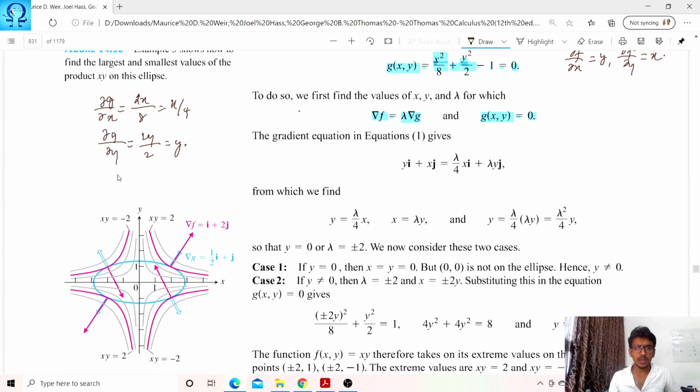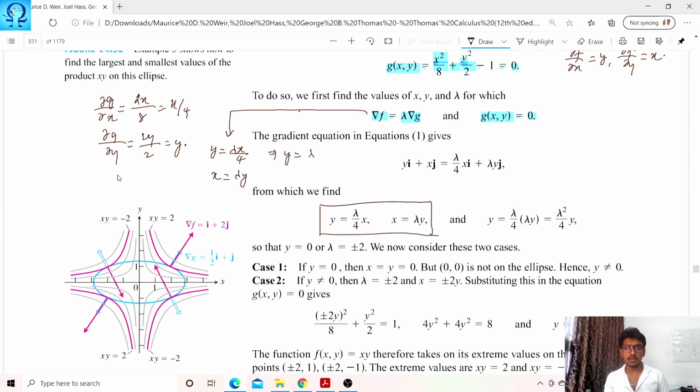So from this, what you are going to have is y equated to lambda times x upon 4, and x is equal to lambda times y. These are the two equations. If you plug in the value of x in the first equation, you get y is lambda squared upon 4 times y. So this gives you lambda squared is 4, therefore lambda is plus or minus 2. Once you get your lambda value, give it to x. That is the relation between x and y: x is lambda y, therefore x is plus or minus 2y.